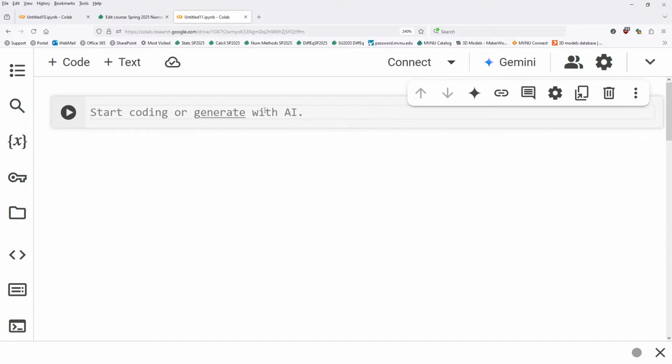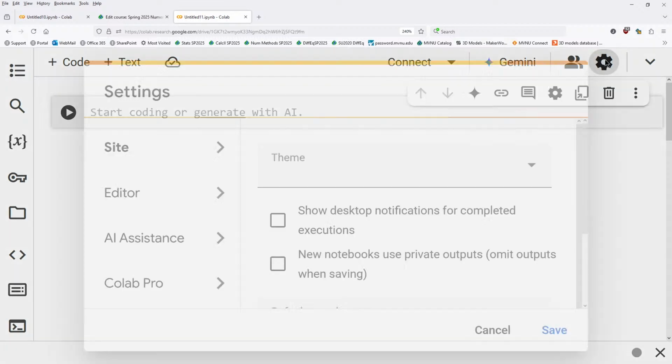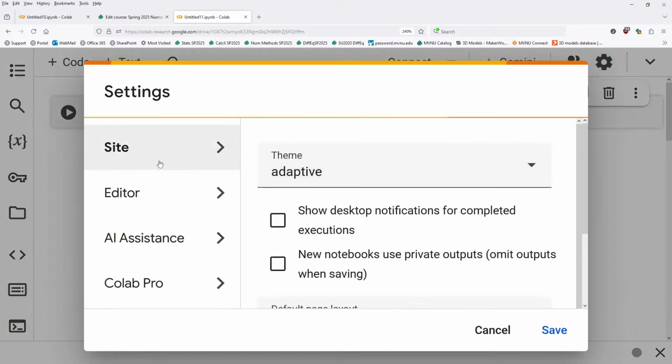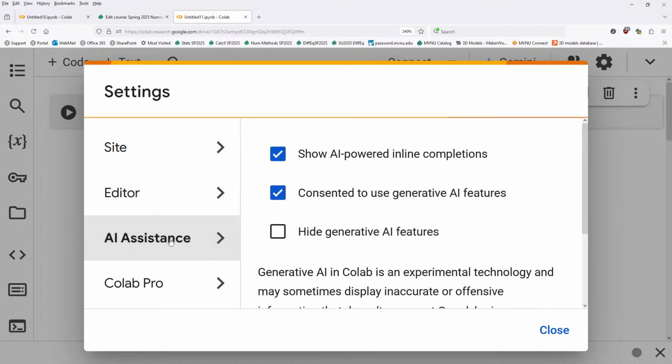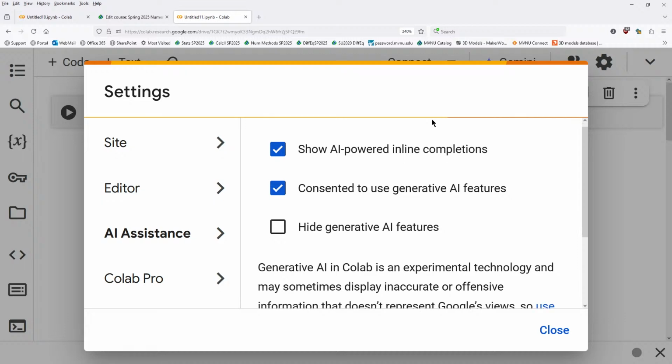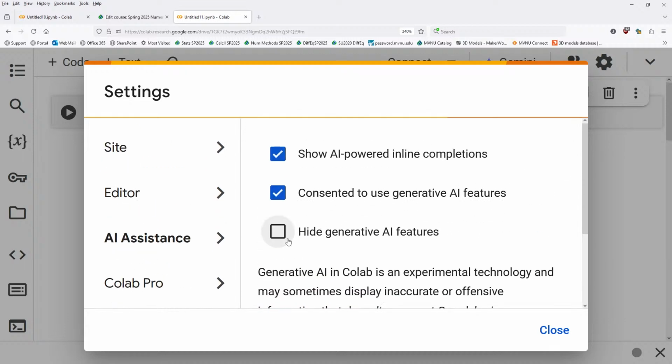We could just ask the AI to write the code for us. But here's what I'd like you to do, at least for now, if you humor me. There's this giant gear in the upper right corner. When you click that, you get some settings. In the AI assistance section, when you click the little box that says hide generative AI features, that'll just help out. It mainly is because it was getting in the way.